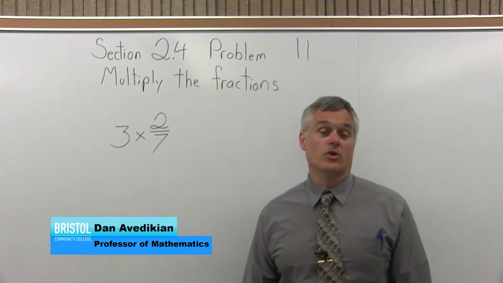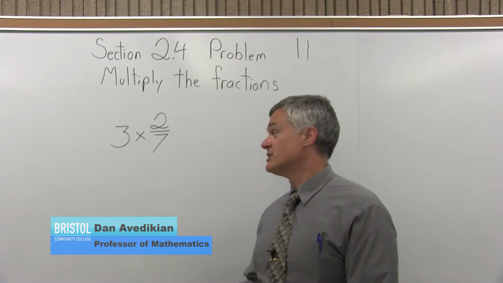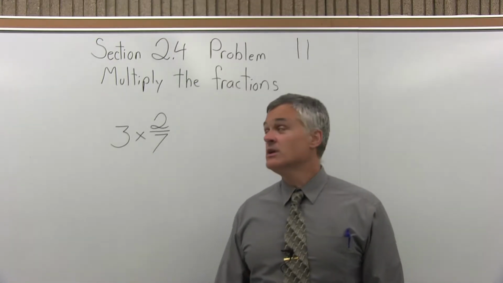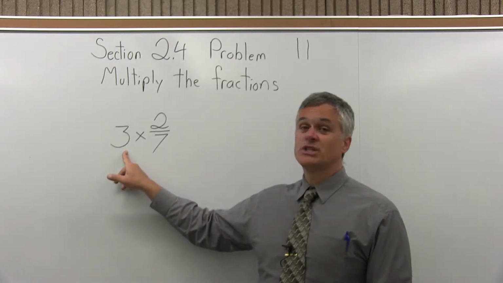This is Section 2.4, Problem 11. It says multiply the fractions. We have 3 times 2 over 7. So to get this rolling, we really have to change how the 3 is written.